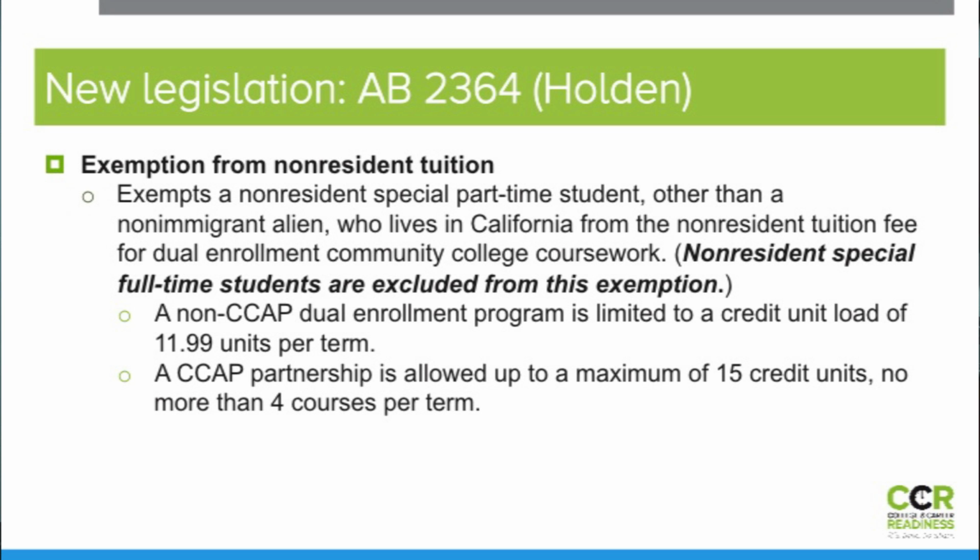I want to add that there's some new recent legislation that allows non-resident special part-time students to be exempt from non-resident tuition when they are enrolled in a dual or concurrent enrolled pathway course. So that's something to consider. When the legislation for 288 came through and was approved, this was an omission that they didn't realize at the time, so they real quick turned around and added this language in a subsequent bill, AB 2364, in order that students that are non-resident may still be able to enroll in that college dual enrollment course.